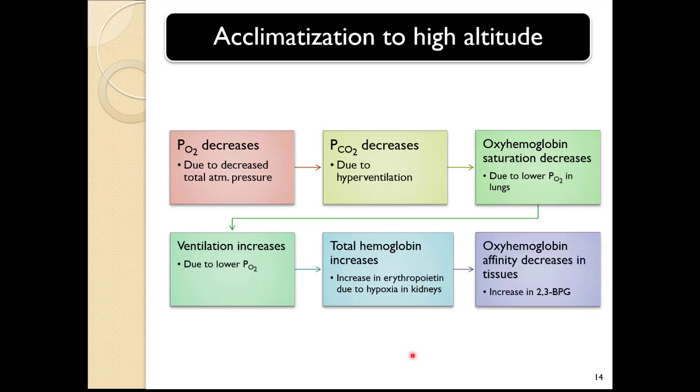And then, of course, we also wind up with our 2,3-BPG increase as well, and this causes the decreased affinity of hemoglobin for oxygen. So basically, these all kind of stack on each other. And they all basically contribute to you being able to transport oxygen in your blood more efficiently.